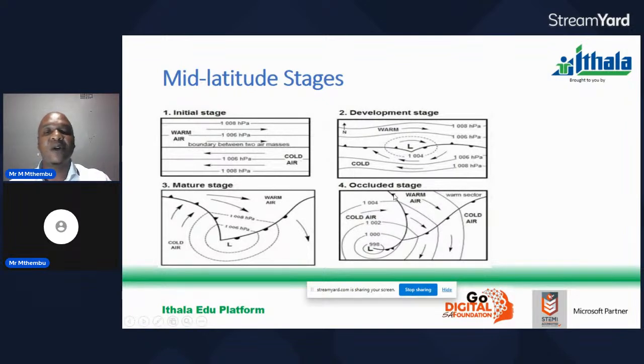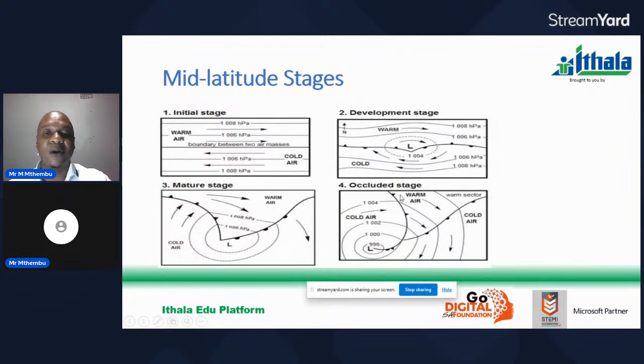Okay, let's look at the occluded stage. So this is the dissipating part of the mid-latitude cyclone. Oh, I forgot to mention what type of rain we have here, but I'll mention it at a later stage. But just for now, we are experiencing heavy rainfall, hailstorms, thunderstorms, even strong winds.